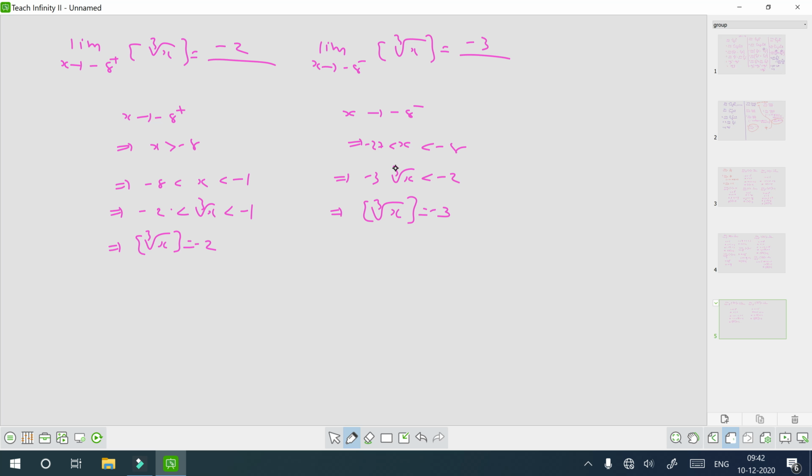In this way we can compute the left hand limit and right hand limit also. Now if an inequality is given to us, then also we have to see the left hand limit and right hand limit. If a magnitude is given to us, then also we have to see the left hand limit and right hand limit.